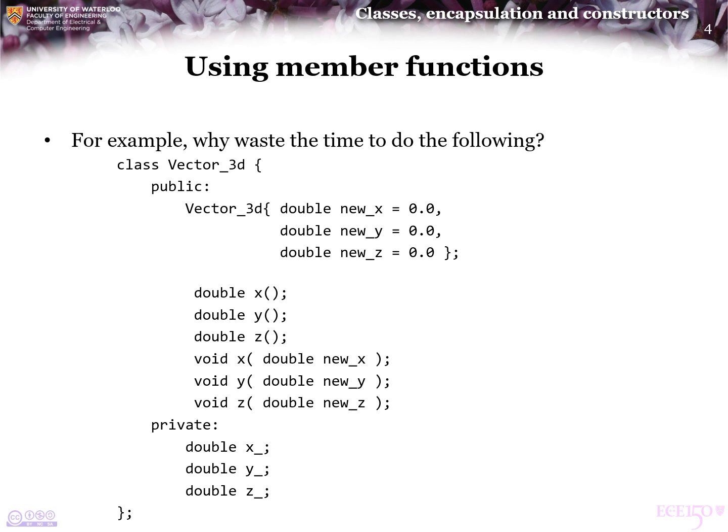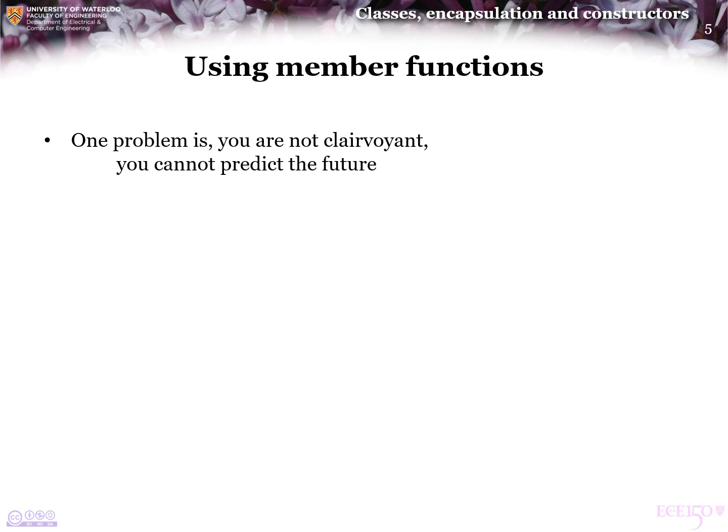So for example, why would you bother wasting your time to make x, y, and z member variables private and then introducing functions that both access and allow the user to change the values of these three private member variables? Well, one problem is you are not clairvoyant. That is, you cannot predict the future.